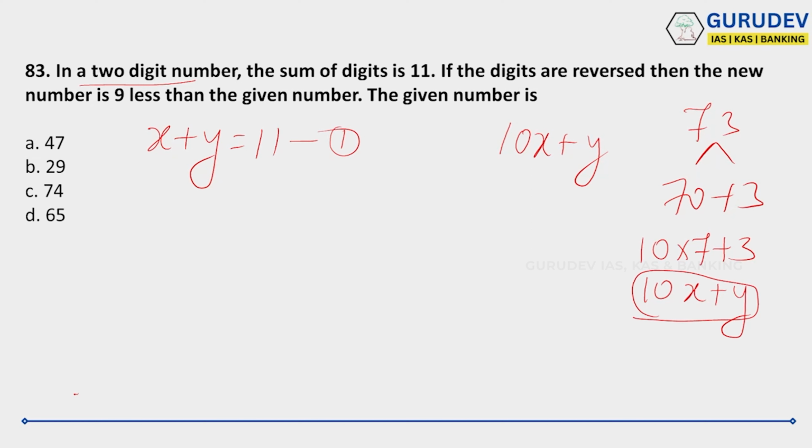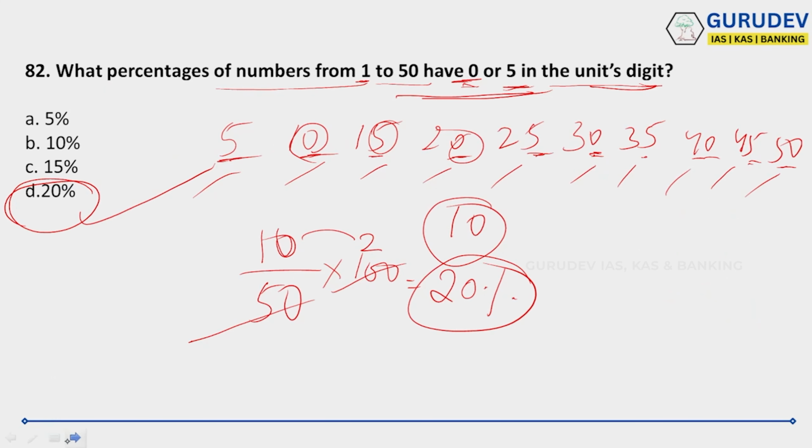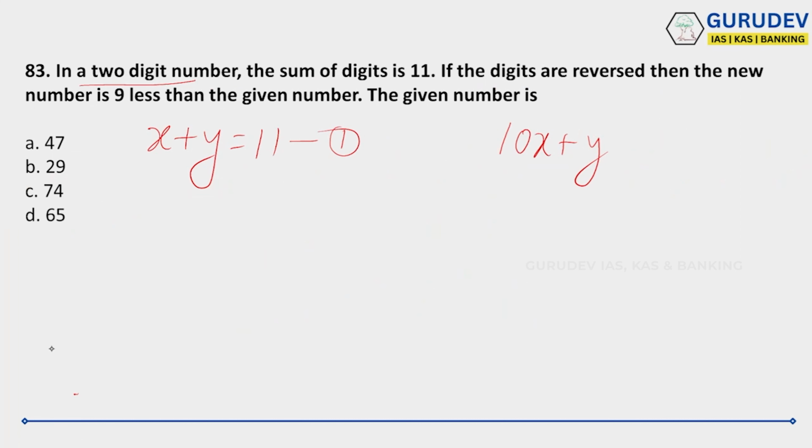So the given number is 10x plus y. What is it saying? If the digits are reversed, then the new number is 9 less than the given number. If digits are reversed, y comes in the x place and x comes in the y place, and it is 9 less than the given number. This is the given number. In this, 9 is less.